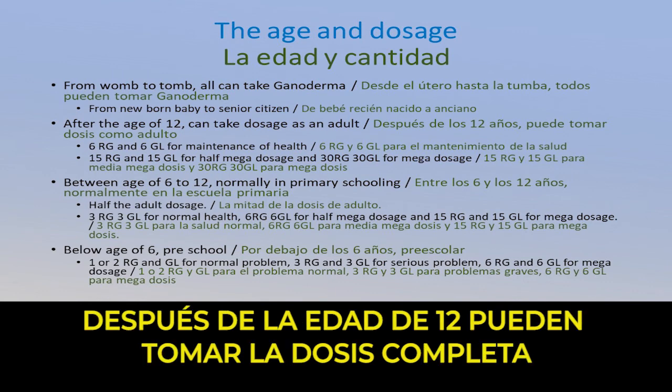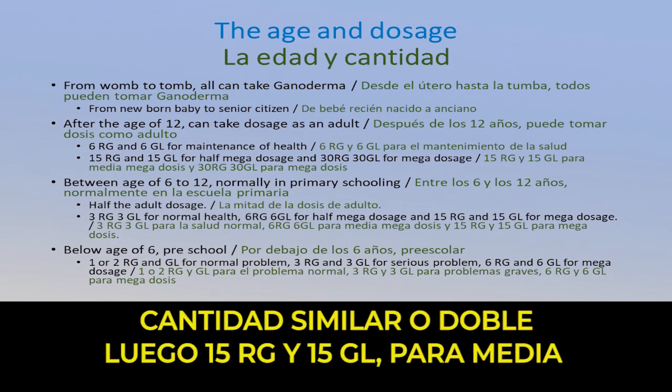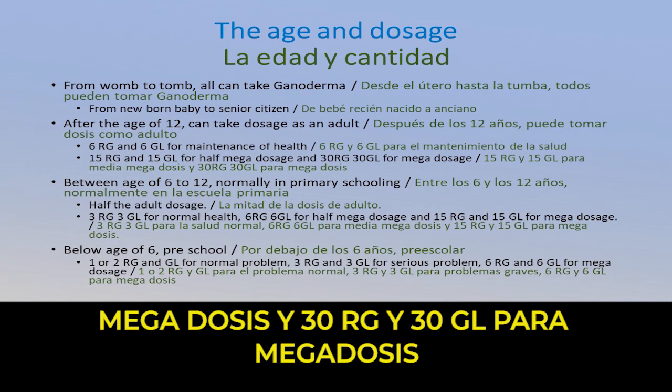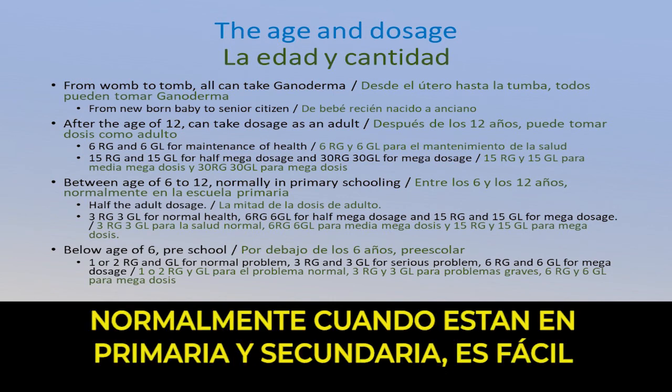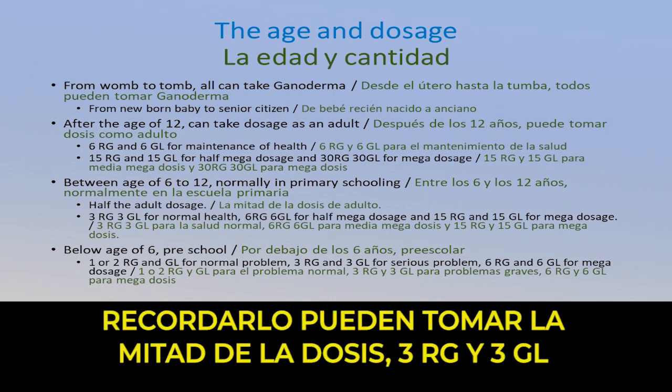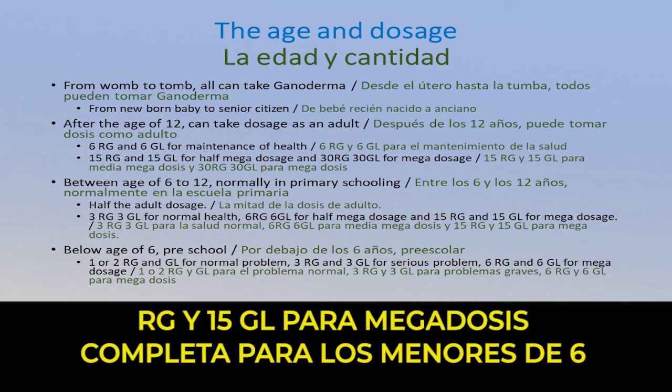For the adult, after the age of 12, they can take the full dosage. For example, 6 Rg and 6 Gl for maintenance of health. Spirulina is a similar amount, or double. Then 15 Rg and 15 Gl for half mega dosage, and 30 Rg and 30 Gl for mega dosage. Then those between the ages of 6 and 12, normally those in primary school, easy to remember, take half the adult dosage: 3 Rg and 3 Gl for normal health, 6 Rg and 6 Gl for half mega dosage, and 15 Rg and 15 Gl for mega dosage.